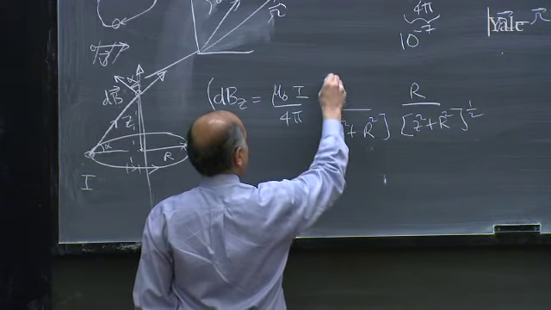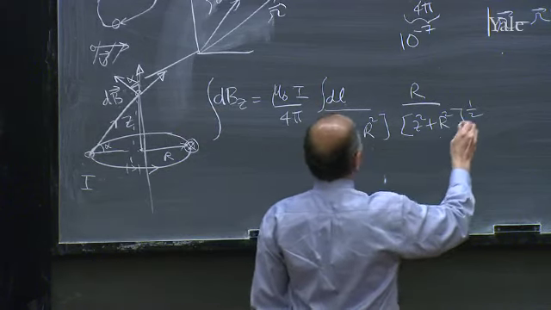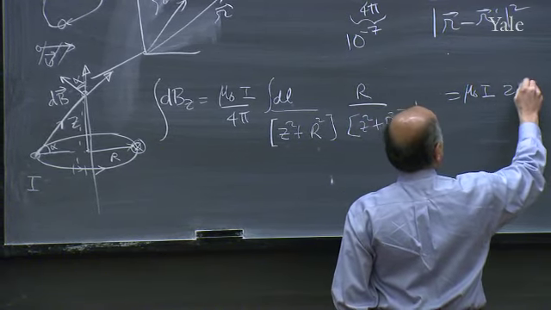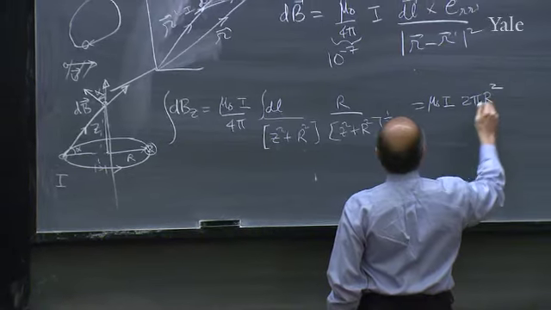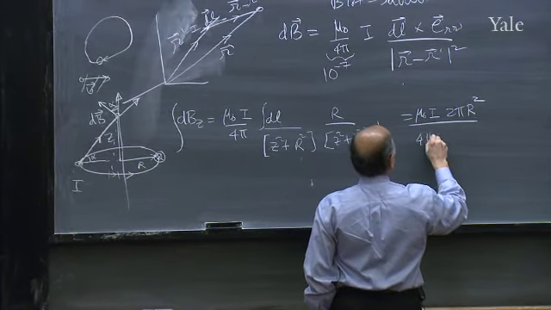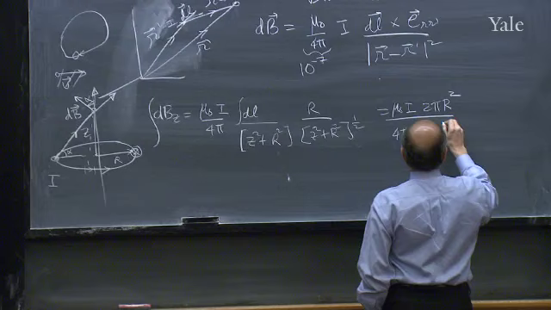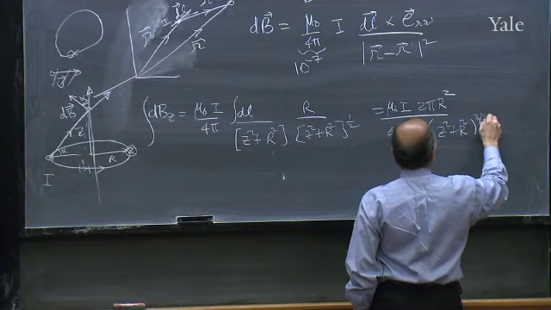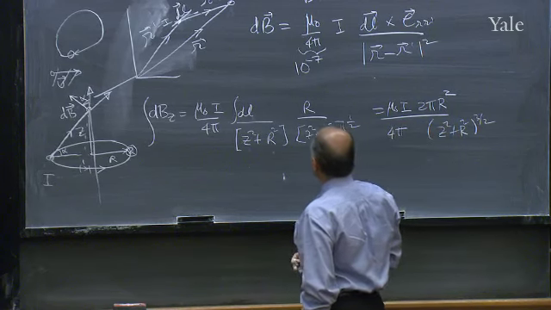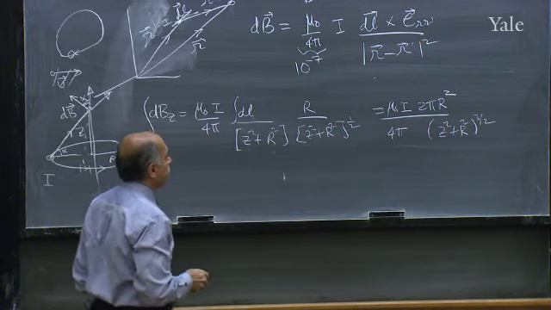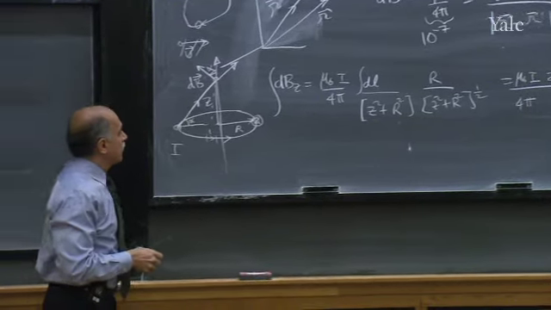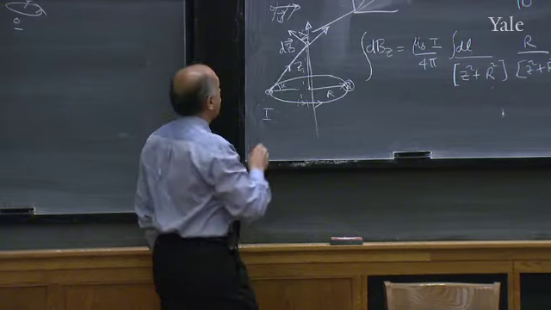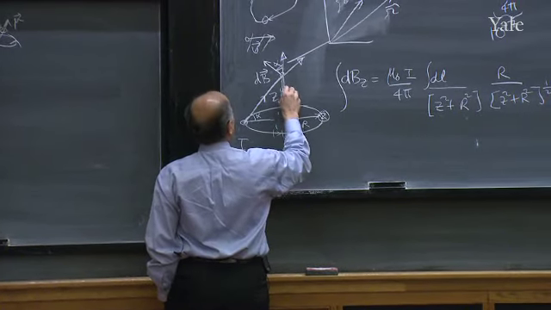Z and r are fixed. Just got to integrate dl, which will be 2 pi r. So I get mu 0 I times 2 pi r squared divided by 4 pi, divided by z squared plus r squared to the power 3 over 2. That is the magnetic field here. So along the axis, it will go like this.